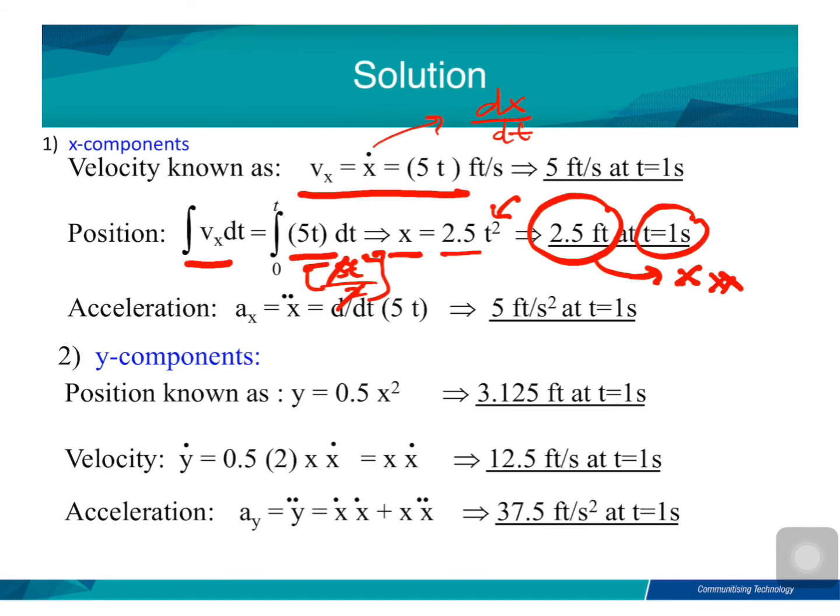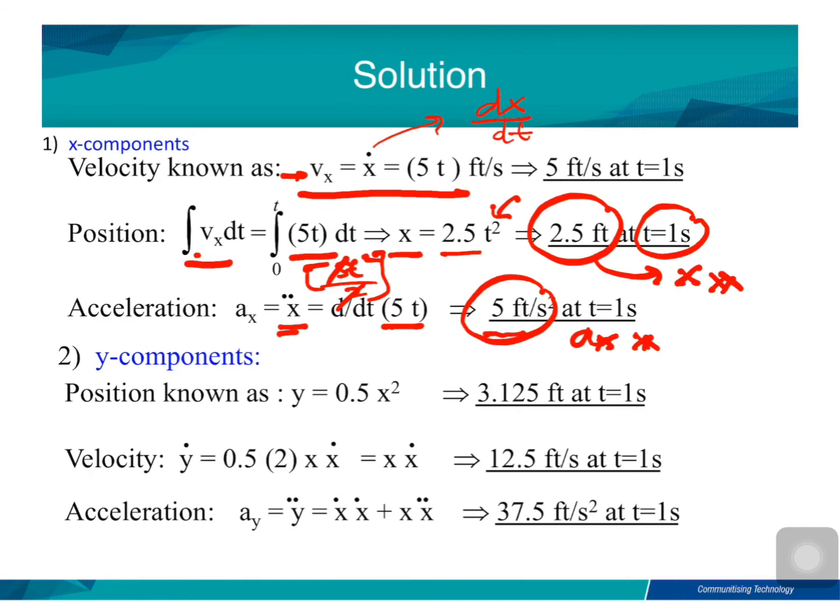Next we need to get the ax. We can derive the velocity Vx. ax is equal to x double dot, which means the second derivative of the position. Here we have v, so dv, we have 5t. When we derive 5t, we get 5 feet per second squared. So ax is equal to 5 when t is equal to 1. This is the ax. Next we need to get the y component.